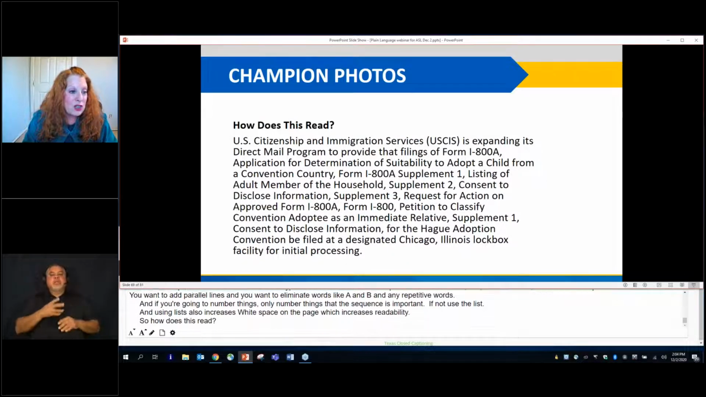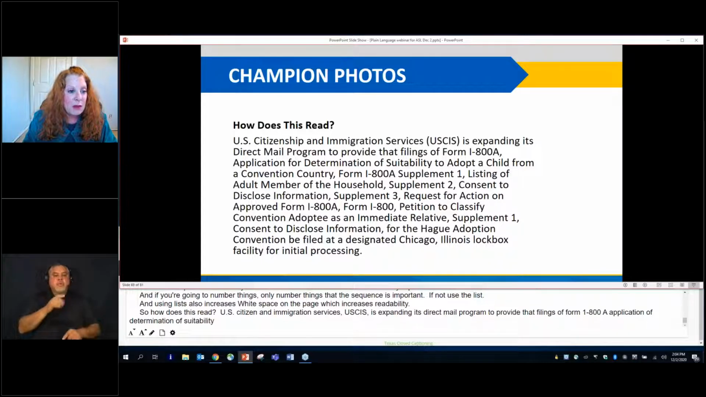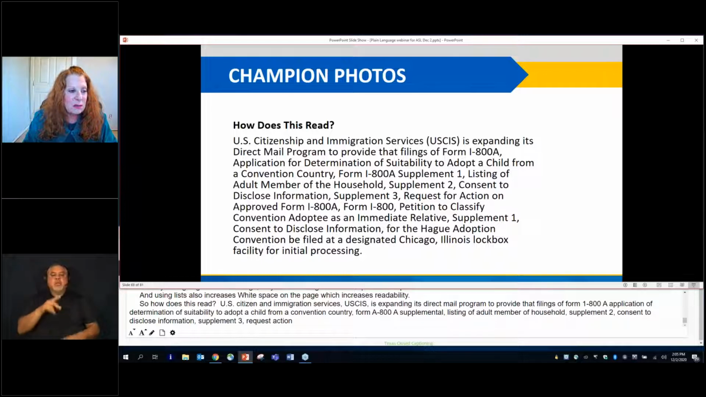Citizenship and Immigration Services, USCIS, is expanding its direct mail program to provide that filing for Form I-800A, application for determination of suitability to adopt a child from a convention country; Form I-800A Supplement 1, listing of adult member of the household; Supplement 2, consent to disclose information; Supplement 3, request for action on approved Form I-800A; Form I-800, petition to classify convention adoptee as an immediate relative; and Supplement 1, consent to disclose information to the Hague Adoption Convention, to be filed in a designated Chicago, Illinois lockbox facility for initial processing.